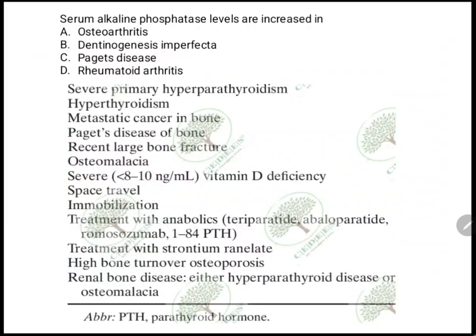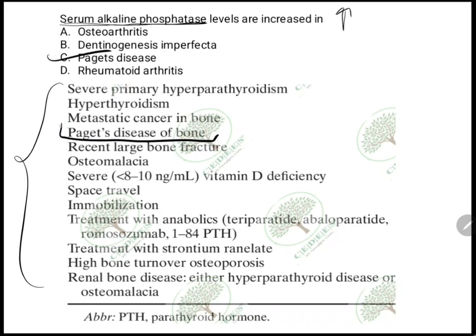Now, similarly for alkaline phosphatase, there are a number of conditions where it is increased. Here an MCQ was asked. Whenever you see a question regarding increased alkaline phosphatase, your answer should directly be Paget's disease. Paget's disease also is a very important condition where there is a defect in remodeling. But what happens here is, the remodeling doesn't occur well, so there is excessive bone turnover, but the bones which are formed are extremely weak and fragile.